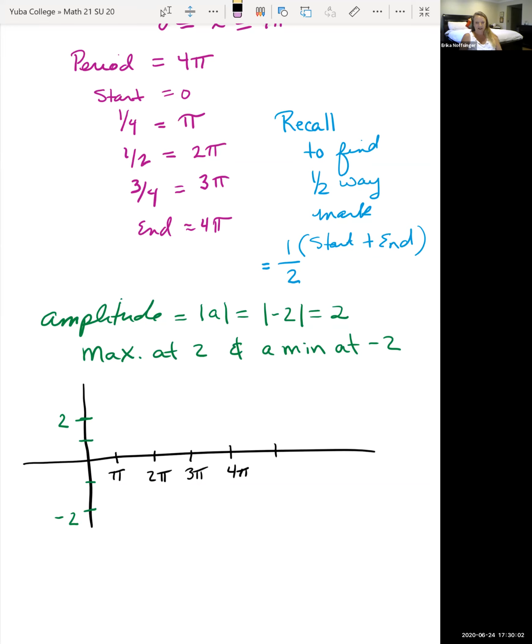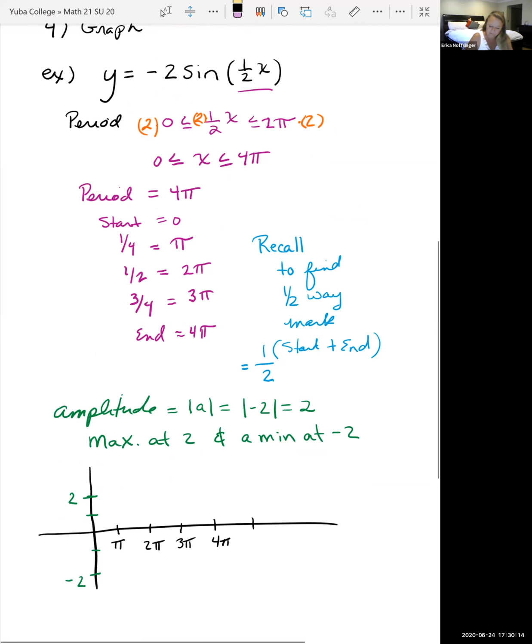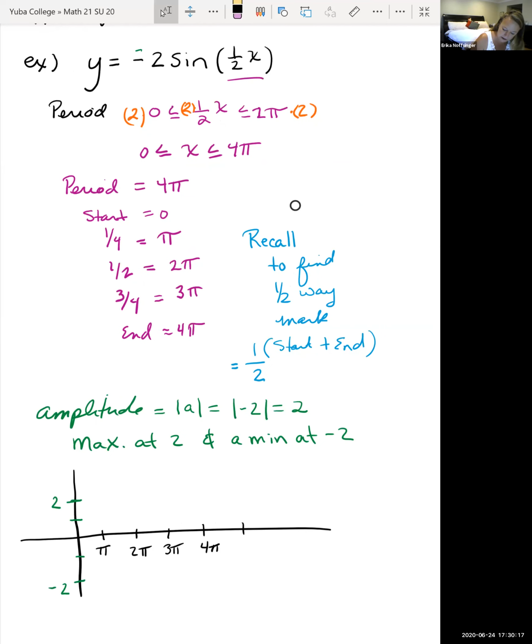Okay, so whether we're a sine or a cosine function depends on if we're starting at the origin or above or below the x-axis. This negative sign in front of the 2 is making it a reflection. So this reflects just 2 sine of 1/2 x across the x-axis.